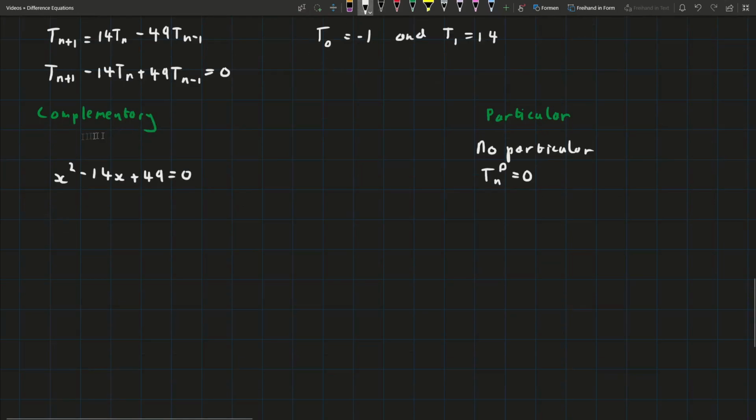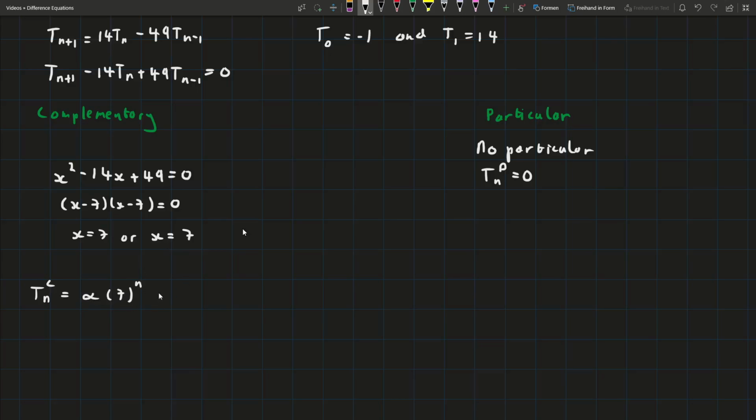So we'll just solve this characteristic equation. We'll get that x minus 7 times x minus 7 is equal to 0, which means that x is equal to 7, or x is equal to 7. So we have a double root here. So if you remember from the book, when we're writing a complementary solution, we'll have some number, I'm just going to call it alpha, times 7 to the n, plus beta times 7 to the n.